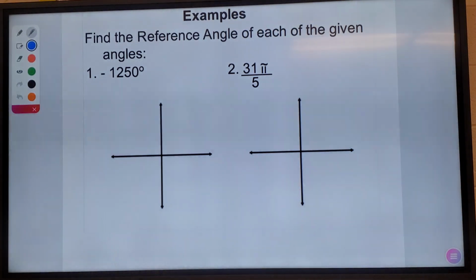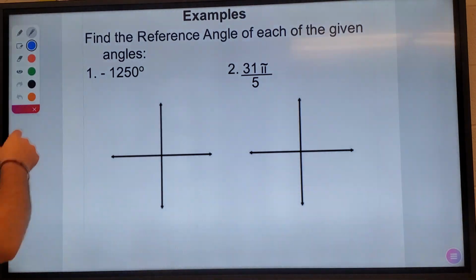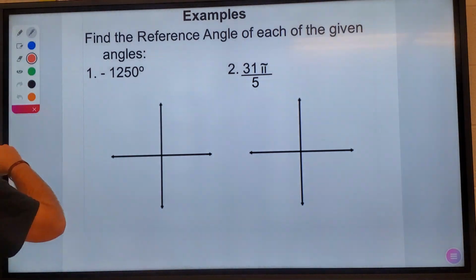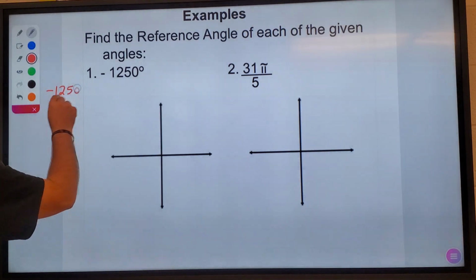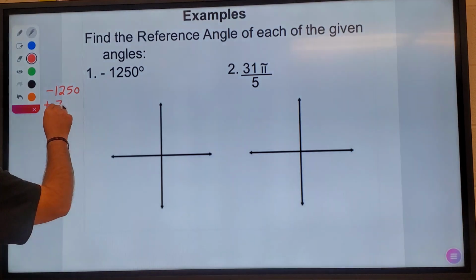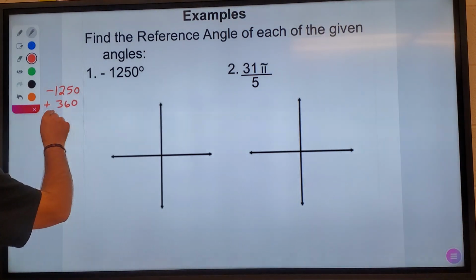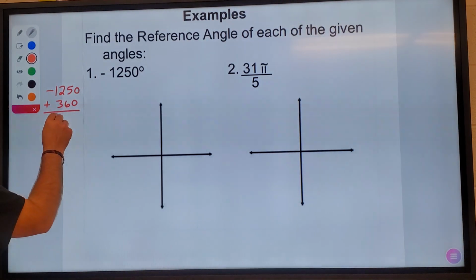Two examples. Okay, again, I'm going to graph these as if I was doing just angles in standard position. So I'm going to start here with the negative 1,250. I'm going to add 360 to it. When I add 360, I get negative 890.